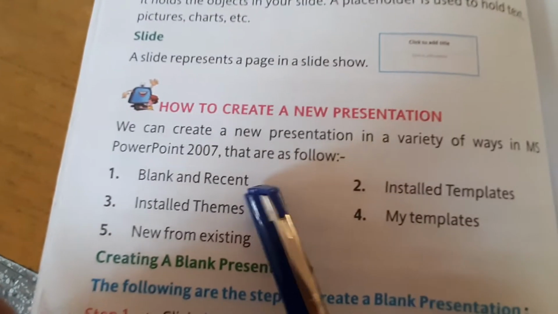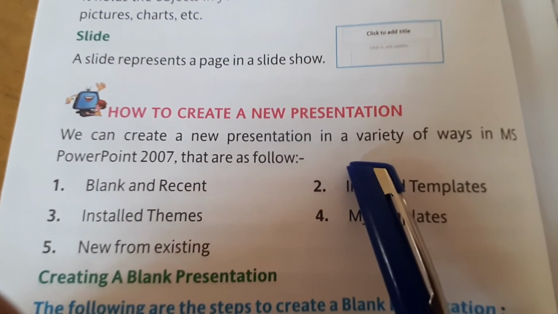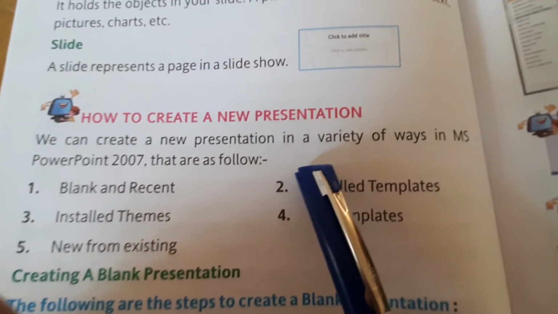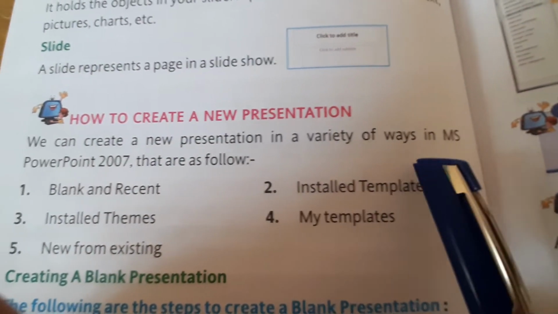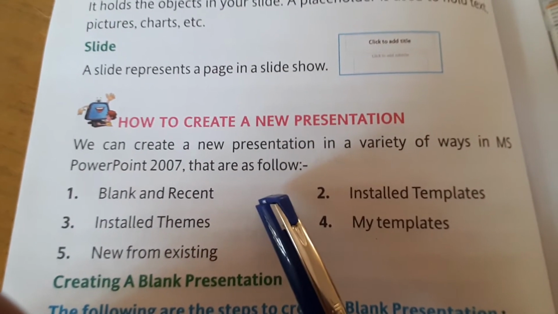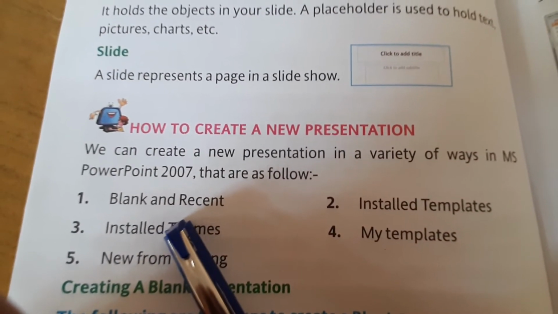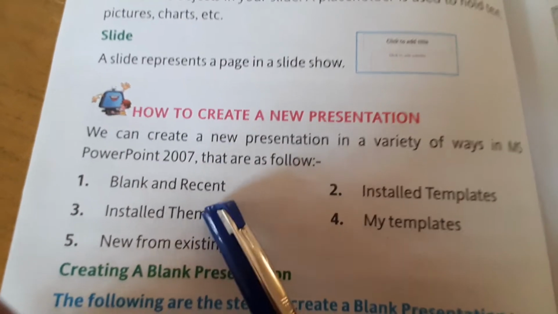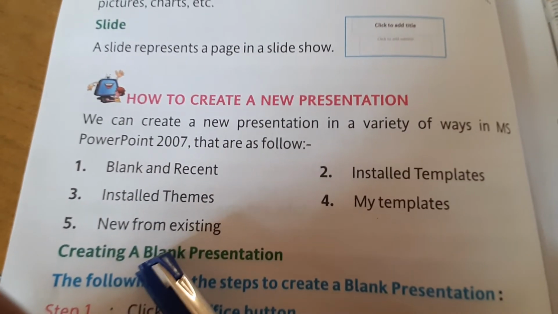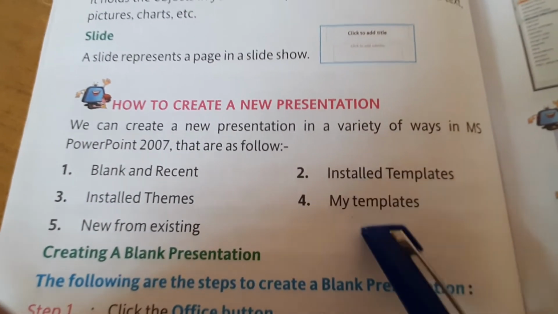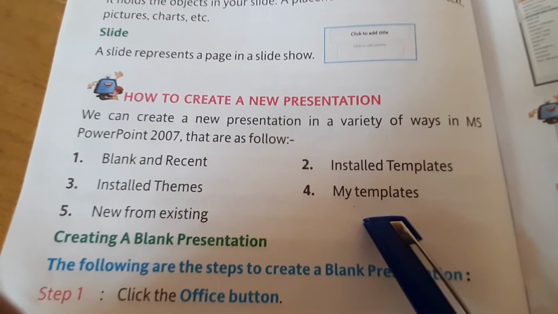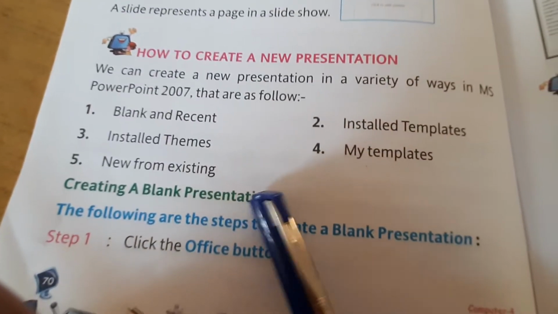Fine. How to create a new presentation? We can create a new presentation in a variety of ways in MS PowerPoint 2007 that are as follow. Number one is blank and recent. The default one is blank and recent. Installed themes, new from existing, install templates and my templates. Okay, so these are various options.